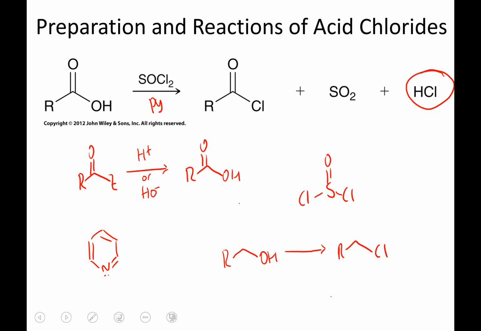So let's go on to a blank sheet here, and I'll start to talk to you about the mechanism. We take our carboxylic acid and we react it with the thionyl chloride. The thionyl chloride has that very electrophilic sulfur atom, and so we get nucleophilic attack at the electrophilic sulfur atom, and we push the electron density up there.